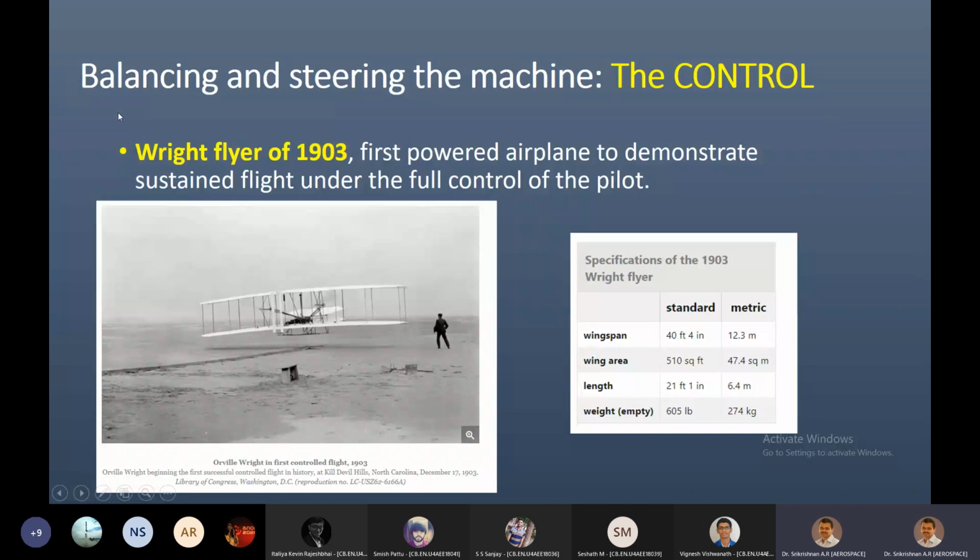The key success element of the Wright brothers was balancing and steering the machine, that is, to have control over it rather than just leaving it to the direction of the wind. That is, to be able to balance it as well as to steer the aircraft in the direction one would like to advance towards. That's basically the control, and that's why the Wright Flyer is considered the first successful attempt in the direction of powered flight.